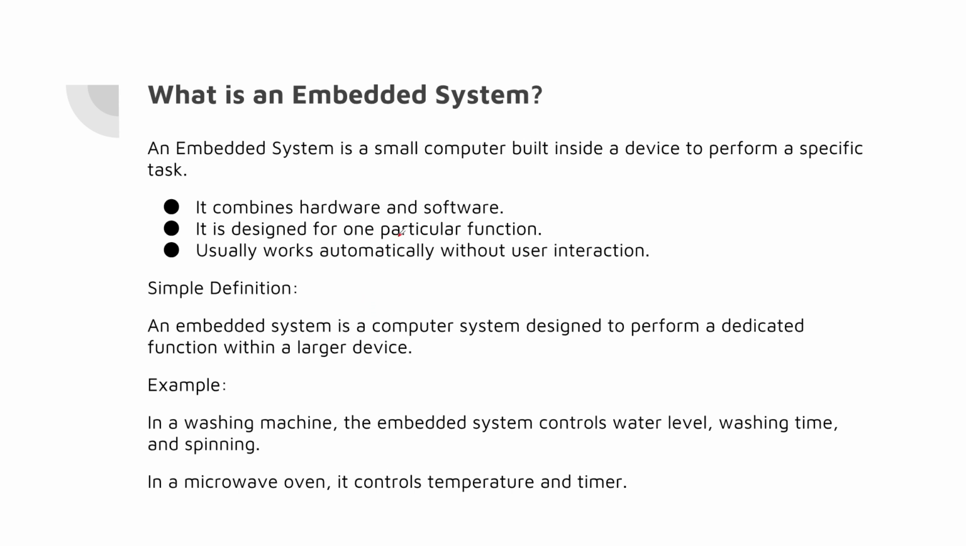First, we can see what is an embedded system. Embedded system is nothing but a small computer which is built inside a device, and it is intended to perform some specific task. So we can say embedded system is a combination of both hardware and software, as well as it is designed to do some particular task alone.